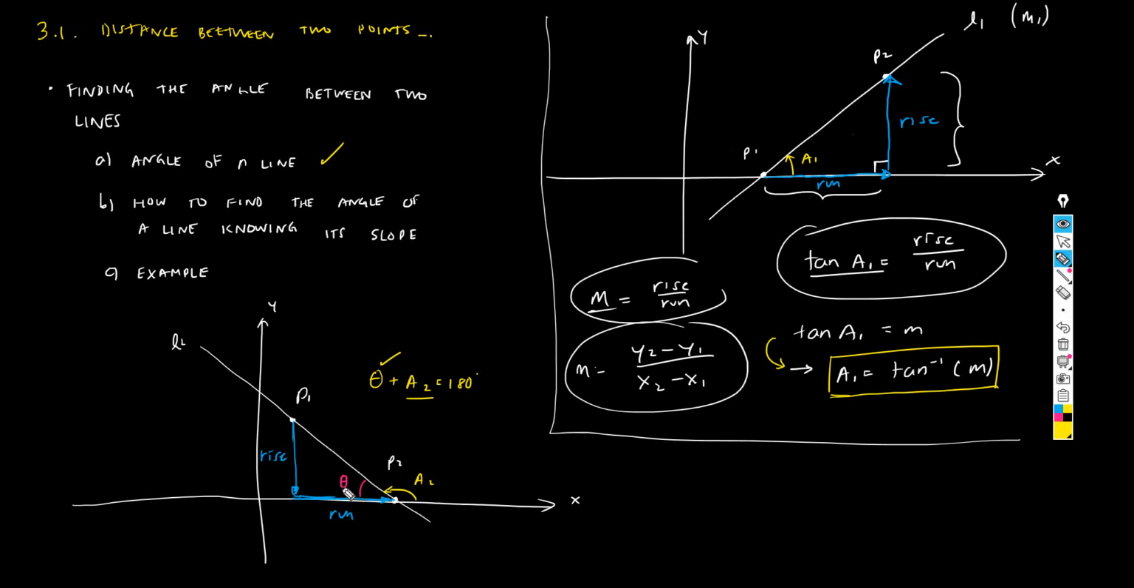Okay, and how do I find this angle inside, theta? Well, very similarly as before, what you have is the rise and the run, right? Because that's what the slope means. So the slope is rise over run, and the tangent of this angle will be equal to the rise over run.